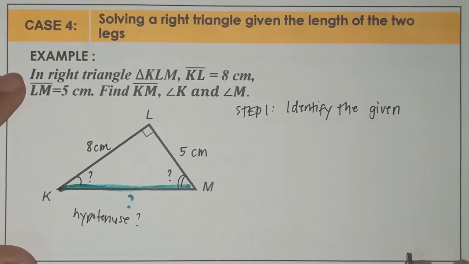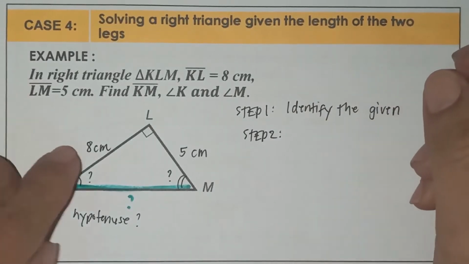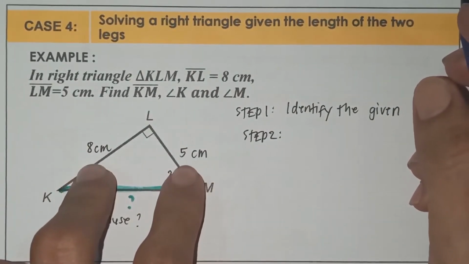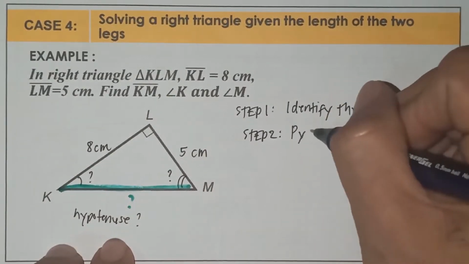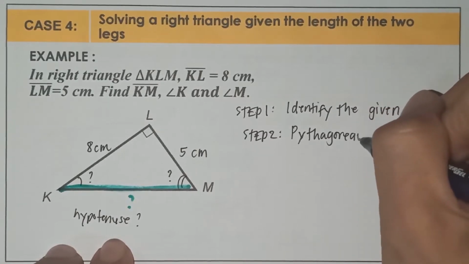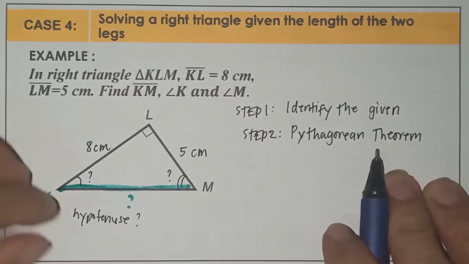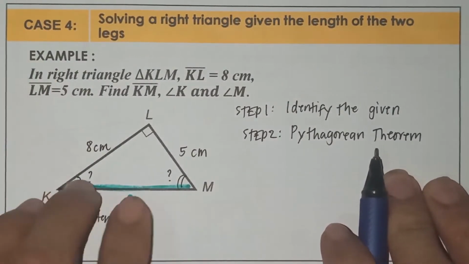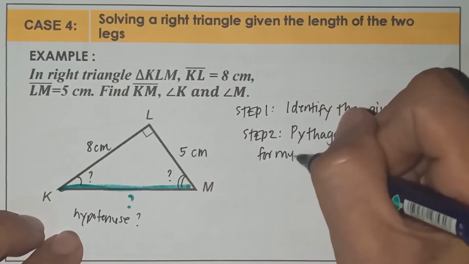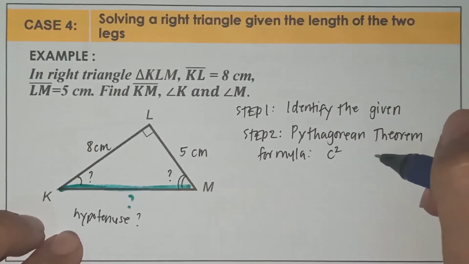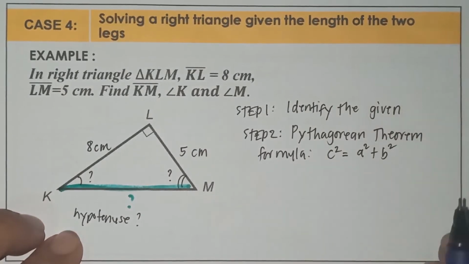For step 2, since these two legs are given, we can now get the hypotenuse by applying the Pythagorean theorem. The Pythagorean theorem is applicable in a right triangle only and when there are two given sides. So the formula for the Pythagorean theorem is the square of the longest side is equal to the sum of the square of the two legs.